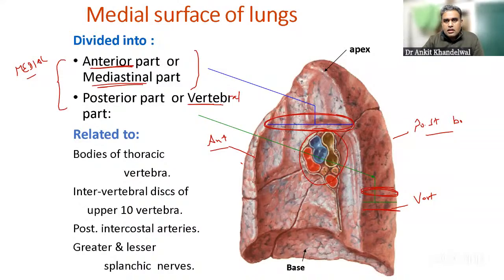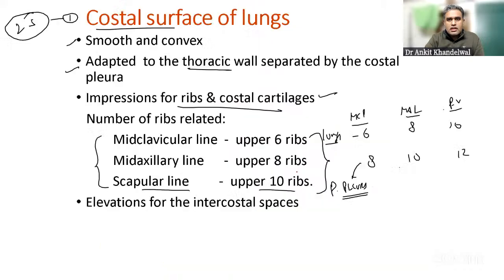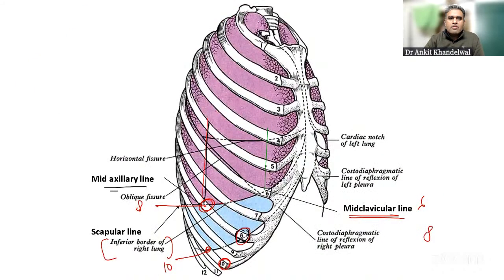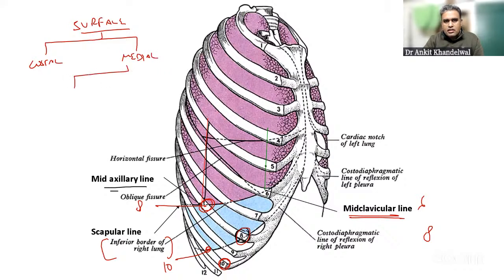Clear? So remember, two surfaces: start with the costal and then come to the medial. Divide the medial into mediastinal and vertebral. So you can even make a simple flow chart. Surface, you have a costal surface and then a medial surface, and the medial you divide into two again: anterior or mediastinal surface, and posterior or vertebral surface. Then you can just be more creative while writing.